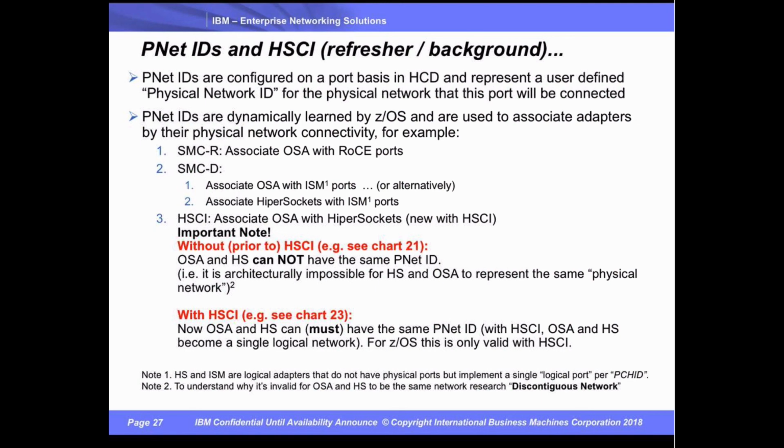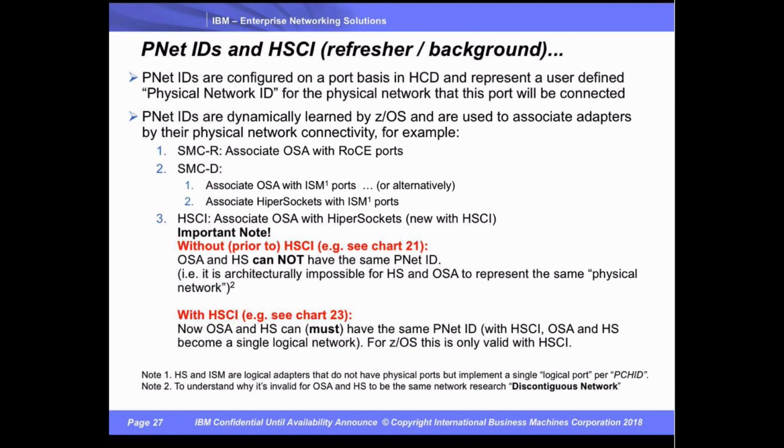Contrast the two of them, and now you'll see OSA and HiperSockets must have the same PNET ID in order to use the converged thing, and look to see how it changes for your users that possibly are already using PNET IDs for using SMC-R or SMC-D. So now all three functions have a dependency on this notion of PNET IDs. So that's a lot of information on page 27.